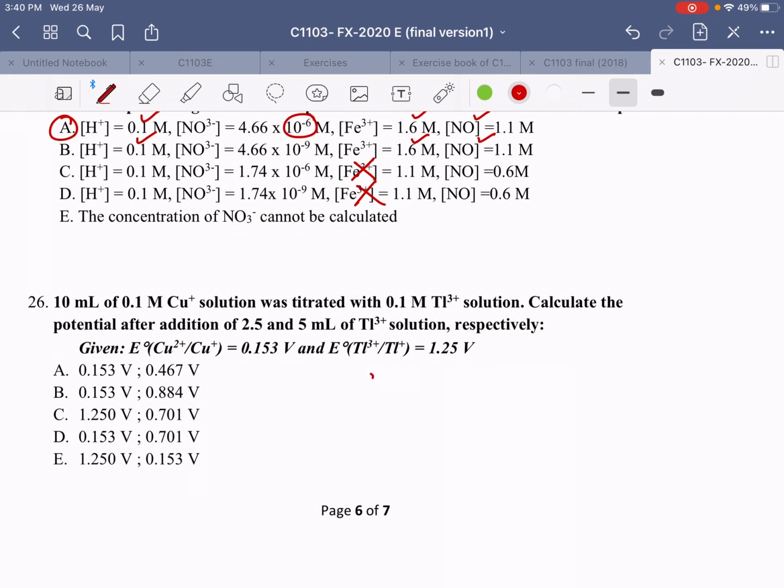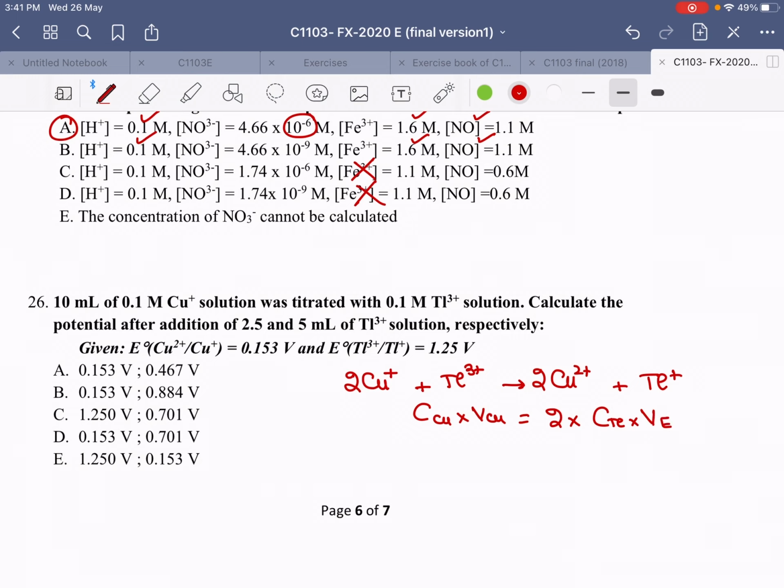To find V at equivalence, I need to write the balanced reaction. So pay attention. Cu+ is converted to Cu2+. This is how you write the balanced reaction, without writing the half reactions. The oxidation is 1 electron, and Tl3+ is converted to Tl+, the reduction is 2 electrons, and for Cu it was 1 electron, so multiply Cu by 2. This is the balanced one. At the equivalence point, the concentration of Cu times the volume of Cu equals 2 times the concentration of Tl times the volume at equivalence, because Tl is your titrant.